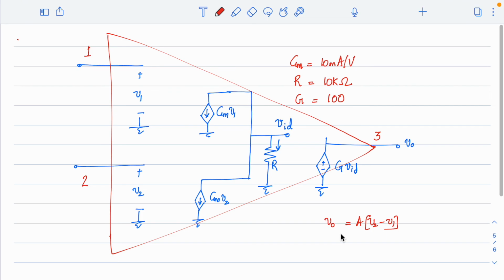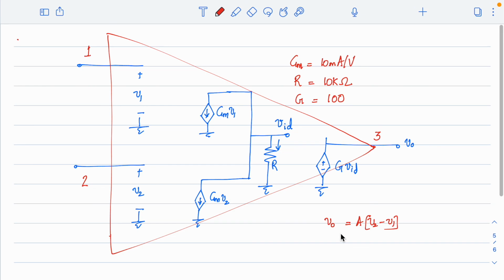So I hope you understood what I have drawn here. I have drawn certain current sources and voltage sources, and then I have put inside an op-amp. Now what I am asking is, what is the relationship between Vout and input V1 V2?